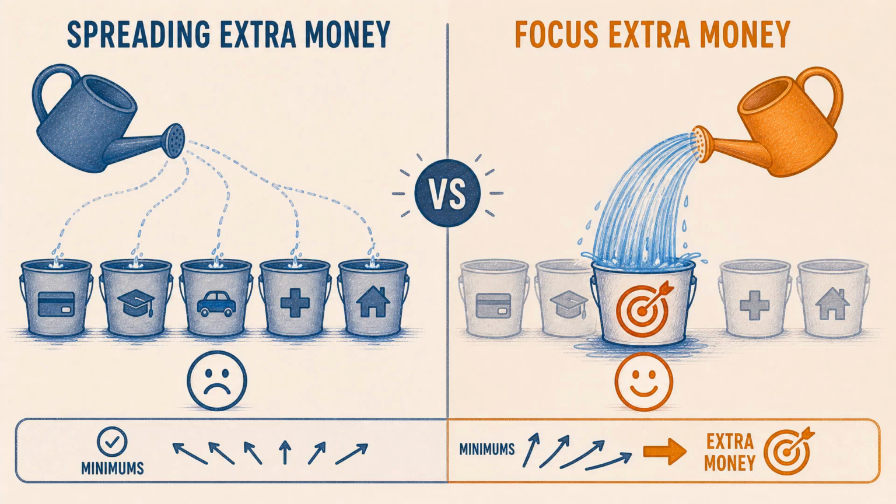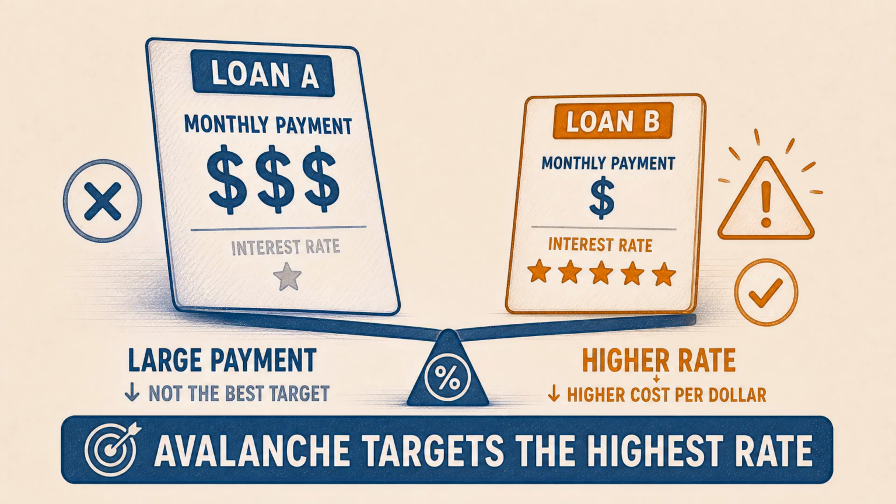One common mistake is spreading extra money evenly across every debt. That feels fair, but it can slow progress. Focus is the key. Minimums go everywhere. Extra money goes to one target until that target is finished. Another mistake is confusing monthly payment size with interest rate. A loan with a large monthly payment is not automatically the best Avalanche target. Avalanche cares about the rate because the rate tells you how expensive each borrowed dollar is.